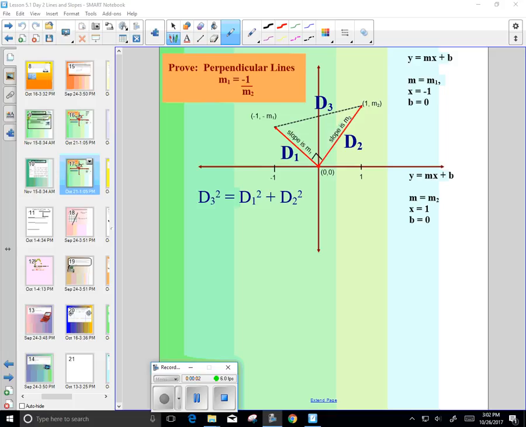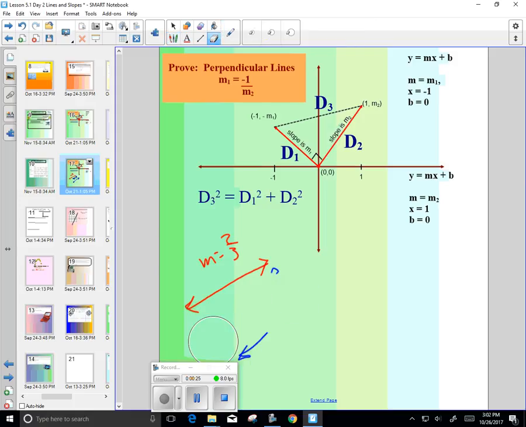Earlier I did this proof on the slope of perpendicular lines. So if we have a line here that has a slope of 2/3, a parallel slope would look like this. So what would you say the slope is? Well, the slope would also be 2/3.